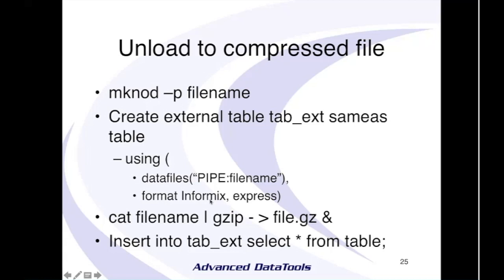Format Informix. The Informix format means it's just the raw data page. It's not rows like you would expect. That means you don't have a conversion cost in going to and from the file. And then, of course, Express. Then to start it off, you cat the pipe through gzip into the file where you want it to wind up, and then do your unload.